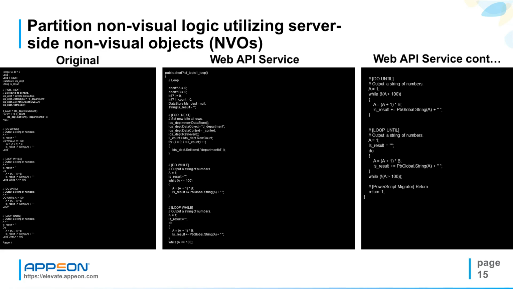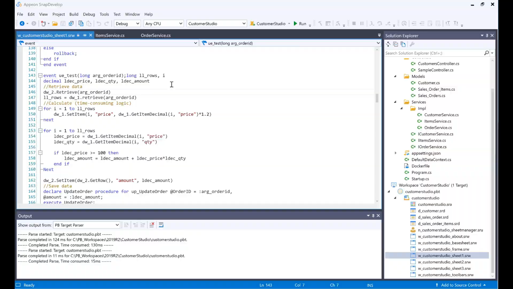So let's take a look at another example. Notice the original source code. This is a business logic right in here. And then we have the web API service that has already been translated from this NVO. And then we have the service continuation on the right side. So let me show you how I actually got this translated into my web API automatically.